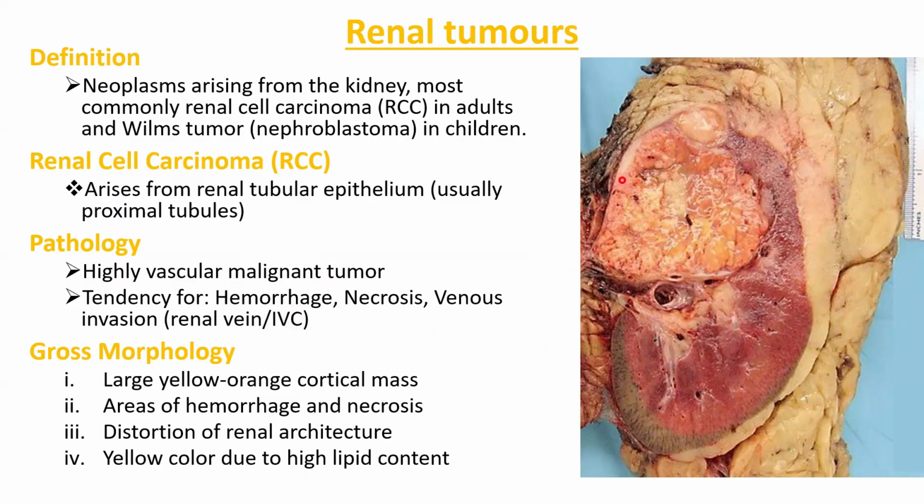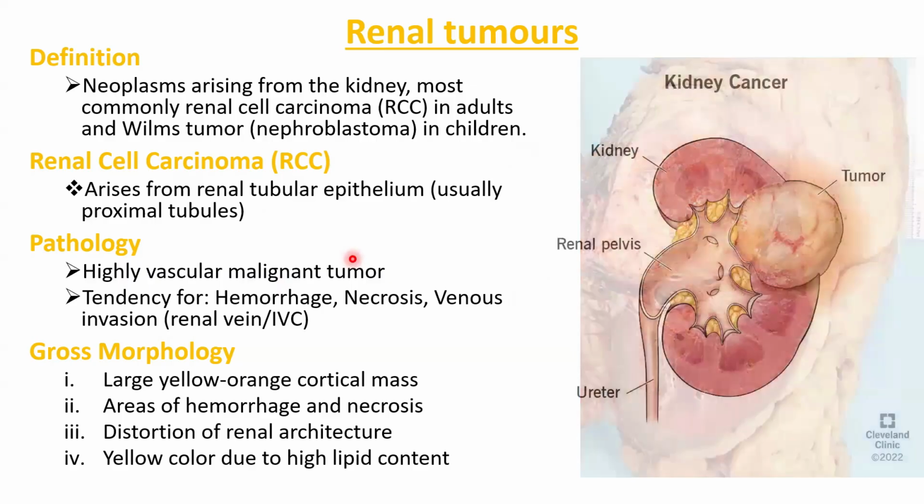Then you'll find a yellow, orange tissue on the kidneys. You'll find areas of necrosis, as you can see here. Also, there is distortion of the normal architecture of the kidneys at this point, especially in the boundaries. It is invasion of the tumor. So that is renal cell carcinoma. So know about renal cell carcinoma. That is very important.